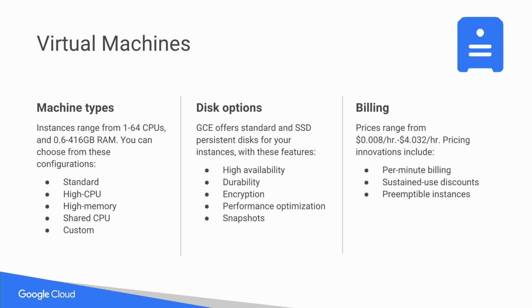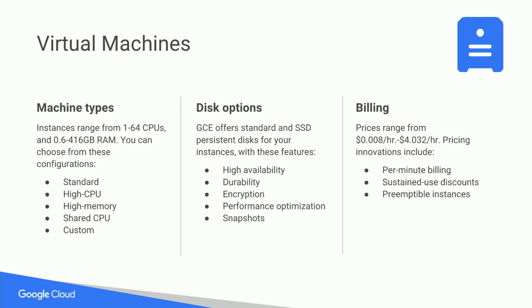We talked about virtual machines. There's a range of machine types. So you can go from 1 CPU to 64 CPUs. You can go from roughly half a gig of RAM to 416 gigabytes of RAM. And they've got a set of different combinations of resources. So they've got 4 pre-configured sets of recipes.